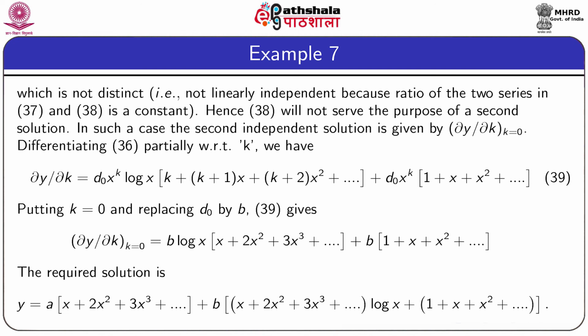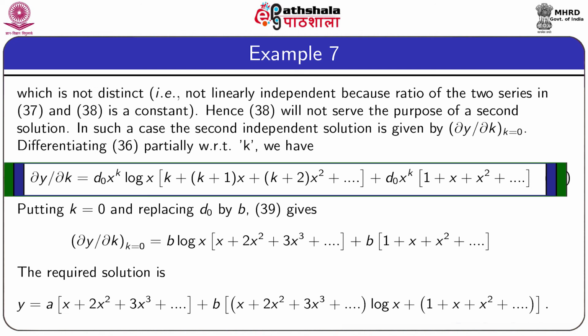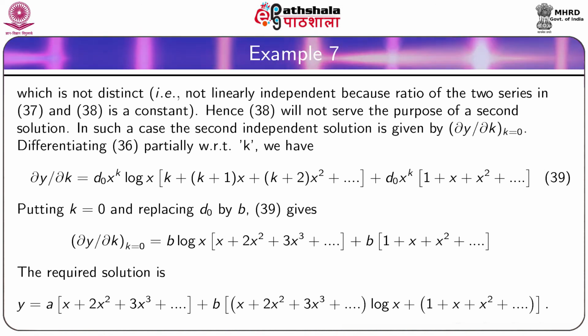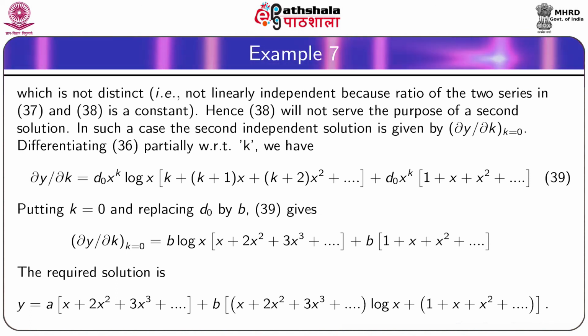So, we differentiate equation 36 partially with respect to k, and we will get del y del k equal to d0 x to the power k log x multiplied by (k plus 1) into x plus (k plus 2) into x square plus dot dot dot, plus d0 x to the power k multiplied by 1 plus x square plus dot dot dot, given by equation 39.